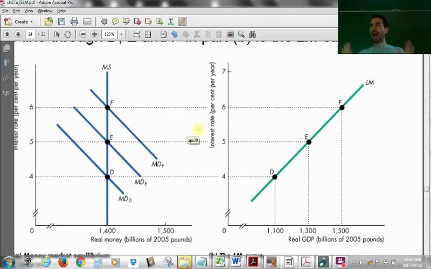Remember how we derived the LM curve. When we derived the LM curve, our money supply was constant and we changed the level of output. When we changed the level of output, we had different money demand curves. As we shifted the money demand curve, our equilibrium interest rate changed. That was how we derived the LM curve. So here's my LM relationship. Here's point D. Here's point E, corresponding. Here's point F and the corresponding point.